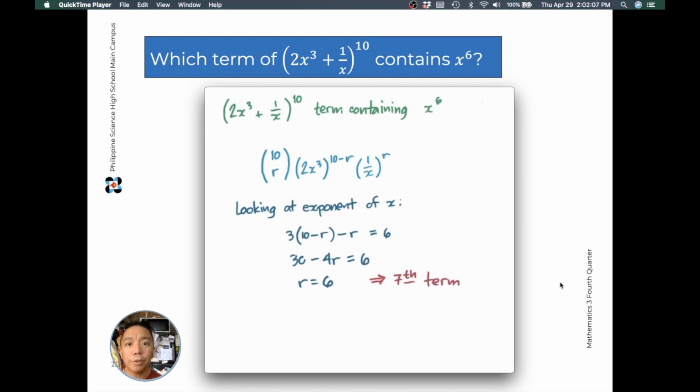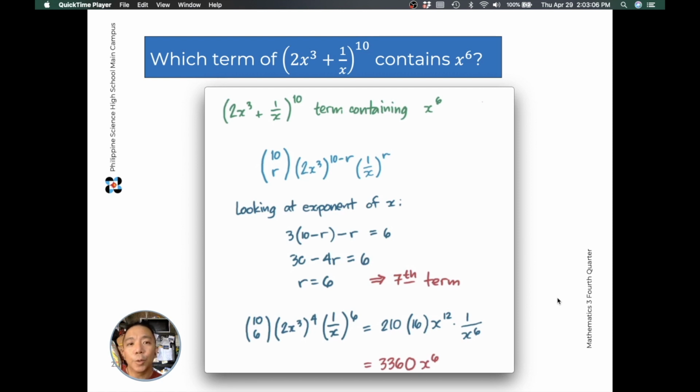Now, since we're here, we might as well find the actual term. So this will be 10 choosing 6 times 2x cubed raised to 4 times 1 over x raised to 6. This will give us 210. Ito yung 10 choosing 6 times 2 raised to 4, which is 16. X to the 12th power times 1 over x to the 6th. And we see no, na bibigay sa atin yan ay x to the 6th. And our final answer will be 3,360 x to the 6th power.